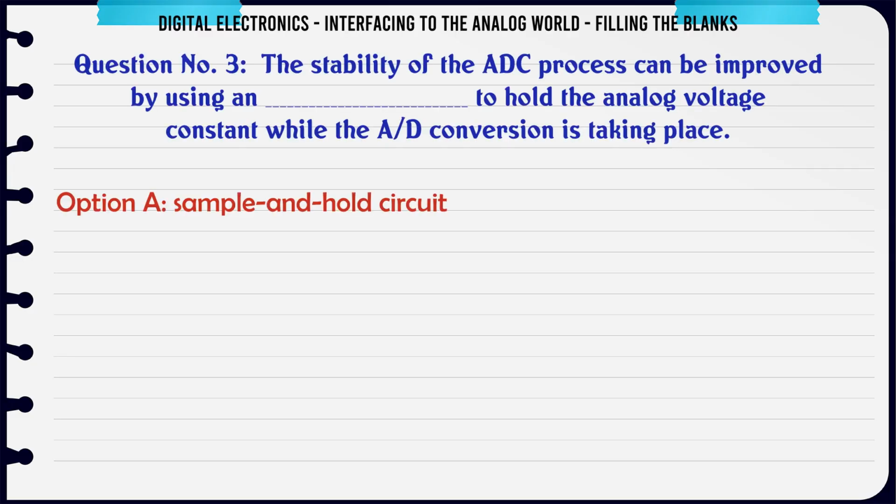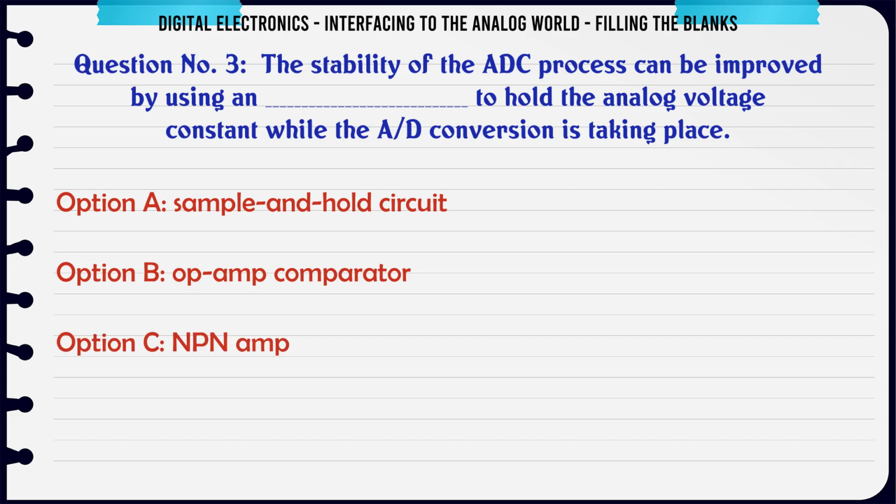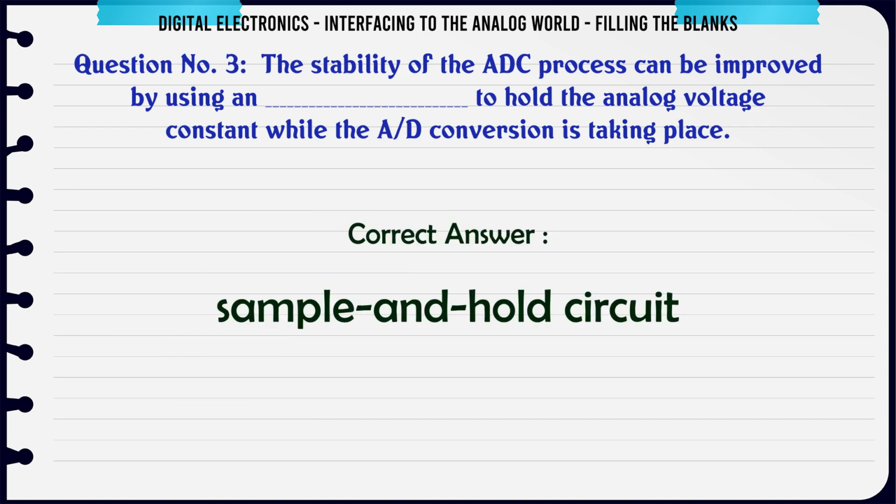The stability of the ADC process can be improved by using a device to hold the analog voltage constant while the AD conversion is taking place. A. Sample and hold circuit, B. Op-amp comparator, C. NPN amp, D. Current loop. The correct answer is sample and hold circuit.